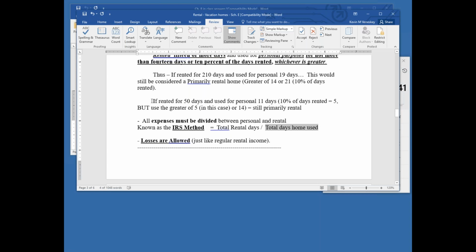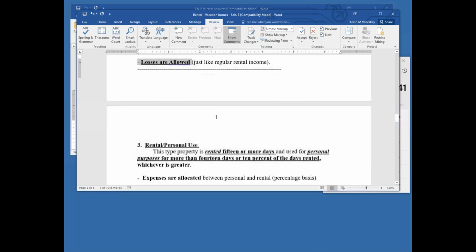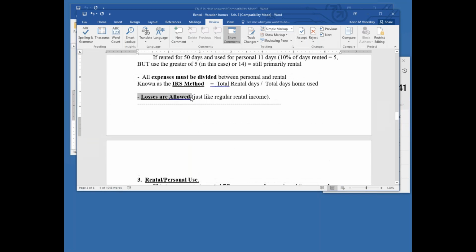With this one, if it's primarily rental, it's considered kind of like a Schedule C, and you are allowed to take a loss. I shouldn't say Schedule C. It's like a Schedule E with a regular rental property, and you are allowed to take a loss if you meet those phase out guidelines, as well as you are an active participant in the management.